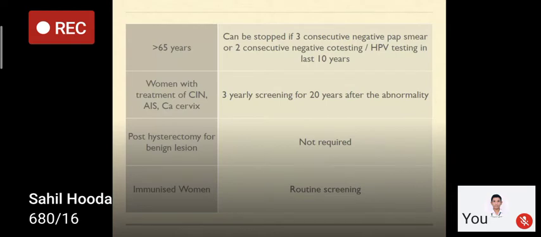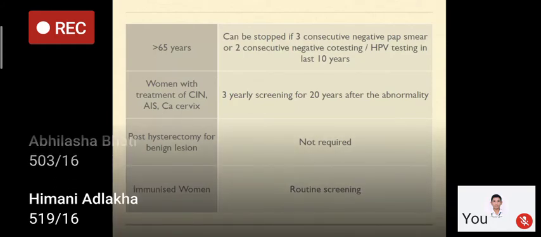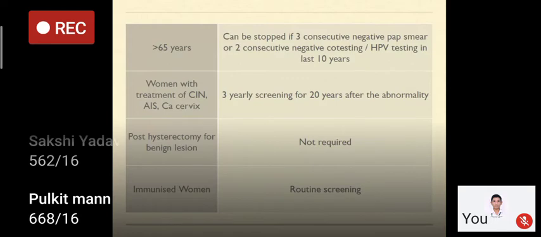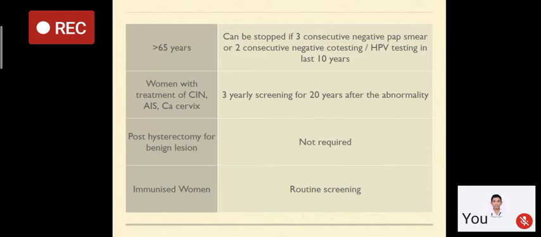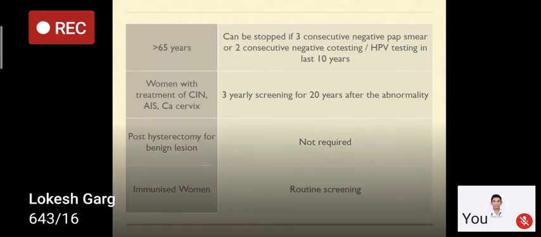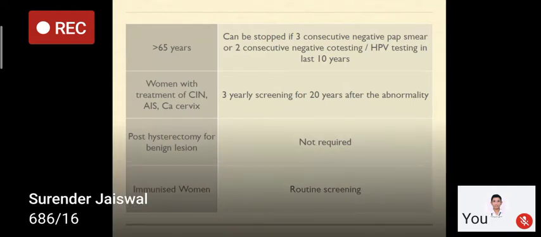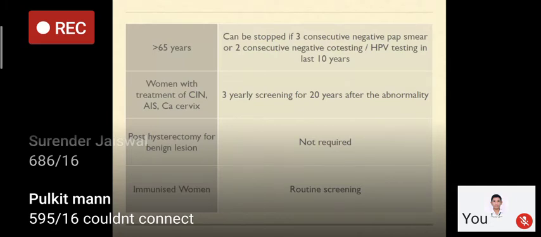Women with treatment of CIN or cervical cancer are also screened every 3 yearly for 20 years after the abnormality is detected. And post-hysterectomy patients for benign lesion, if the cervix is removed, there is no need for cervical cancer screening. For vaccinated women, the routine screening is after 21 years of age, every 3 yearly, or if combined with HPV, then till 65 years of age they need screening. After 65, you can stop.